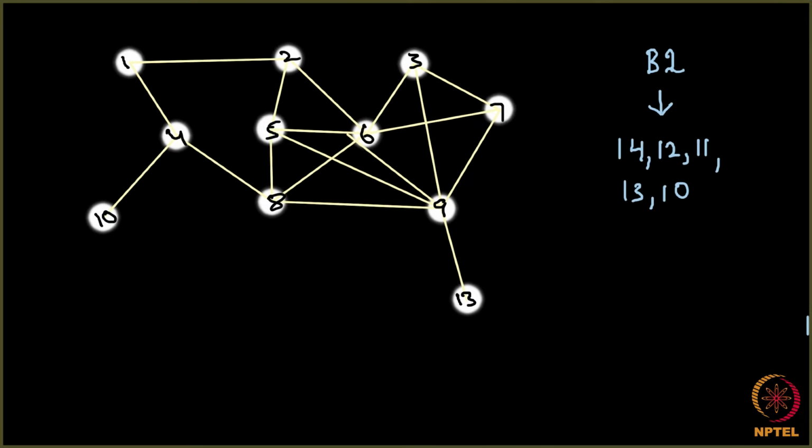Similarly, we determine bucket 2 and bucket 3 in this network. So bucket 2 will comprise the nodes 1, 4 and 5, and bucket 3 will comprise the nodes 5, 6, 8, 9, 3 and 7.